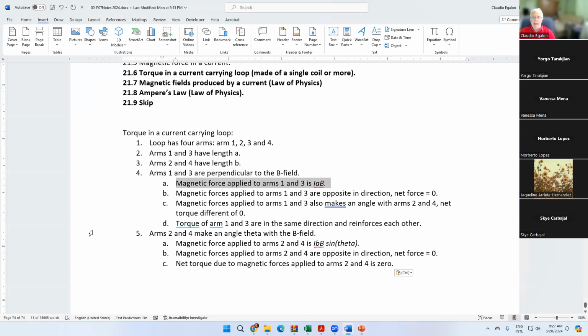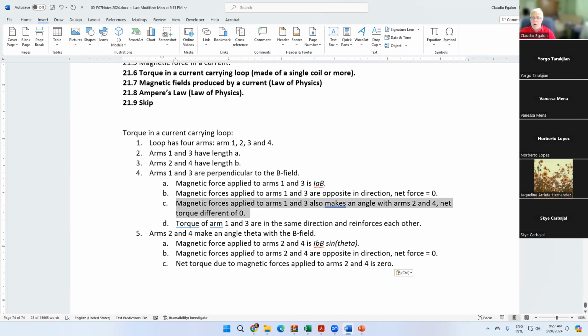The magnetic force applied to arms 1 and 3 is ILB: current, length, and B. The magnetic forces applied to these arms are opposite in direction, so the net force is equal to 0. They have the same intensity.